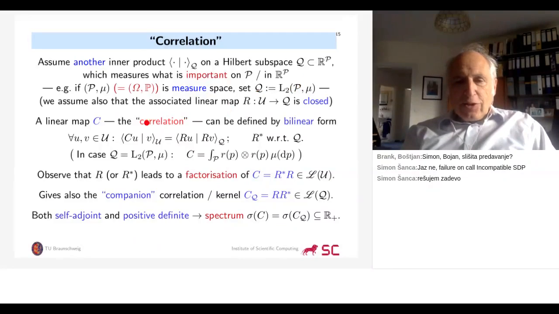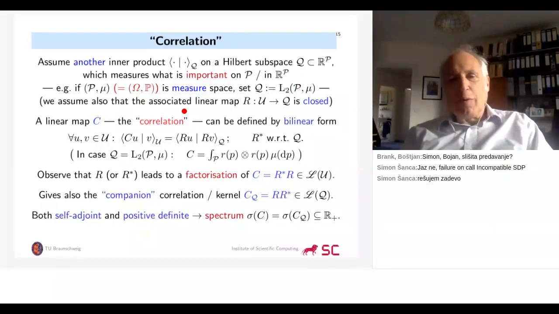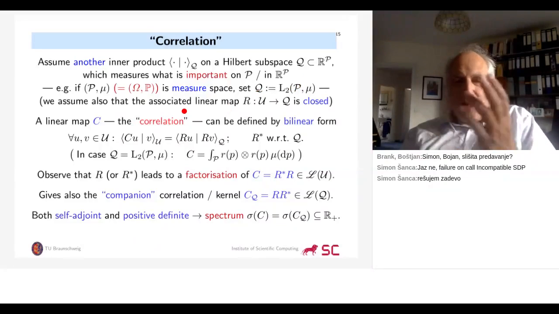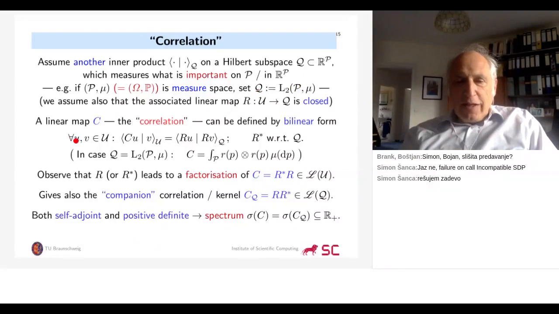Good. And then we can define something which in probability is called the correlation operator, but it's in general something like this. If we take two vectors in U, we can define this bilinear form, which is just R of U times R of V, and then taking the inner product here in Q. So this is linear in U and linear in V, so it defines a bilinear form, and we know such bilinear forms define linear operators, and this operator I call C. In this case, it turns out it looks like this. We'll come to this later. I think this is going to be also in today's lecture a bit later.